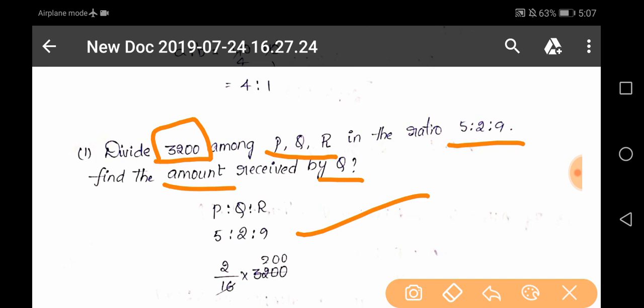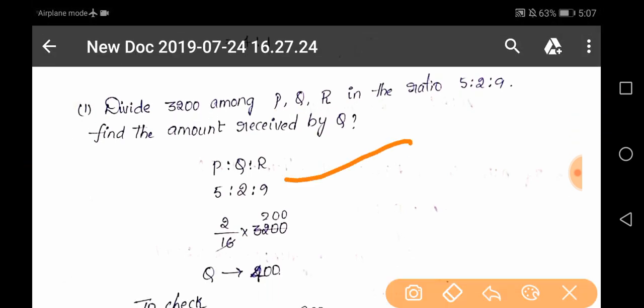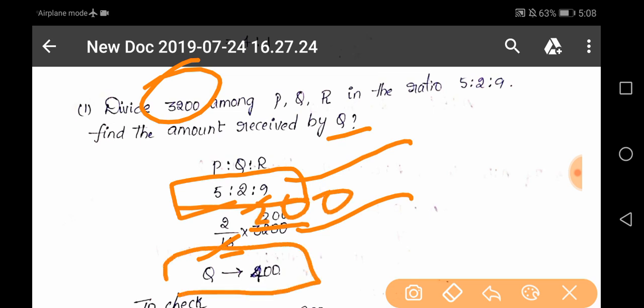So how to find out only for Q, when they have given you the ratio and the total amount? Here is a formula. It is for whichever one you want to find out. It is for Q, right? So Q is 2 by the total ratio, that is 9 plus 2 is 11, 11 plus 5 is 16. So 2 by 16 into the total amount they have given, 3200. This is how you solve. 16 ones are 16, 200s are 3200. So Q receives 400.